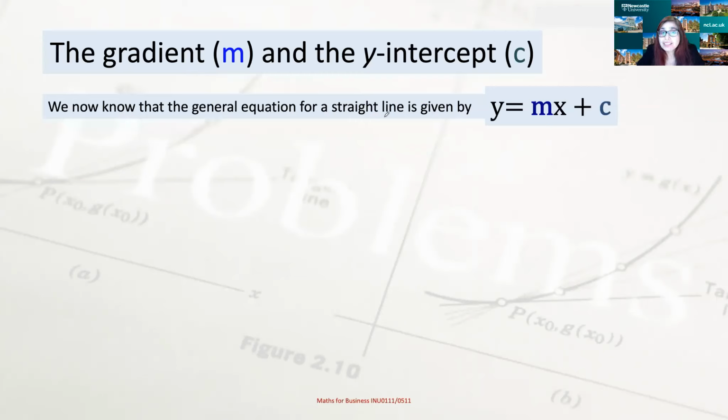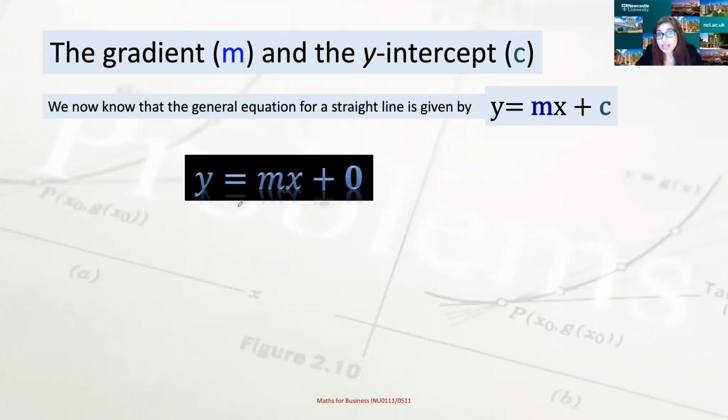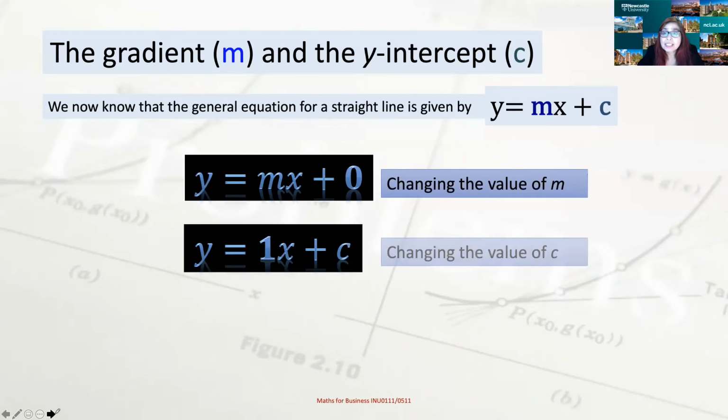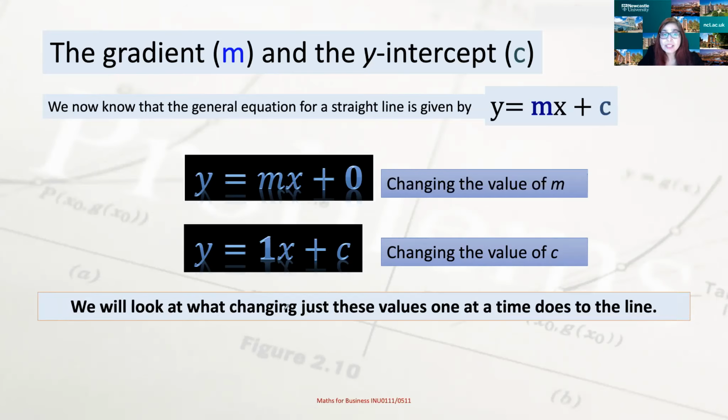Now, we know that the general equation for a straight line is y is equal to mx plus c, yes? Now, if we have y is equal to mx plus 0, that is, I've taken c, the intercept, as 0, I can change the value of m and see how the straight line behaves. Let's see the effect of changing the value of m by keeping the y-intercept zero. And let's also see by keeping m, the slope, the gradient, as one, and changing the value of c. So what we're going to do is look at what happens when we change these values one at a time. What happens to the straight line? You'll see a beautiful relation there.